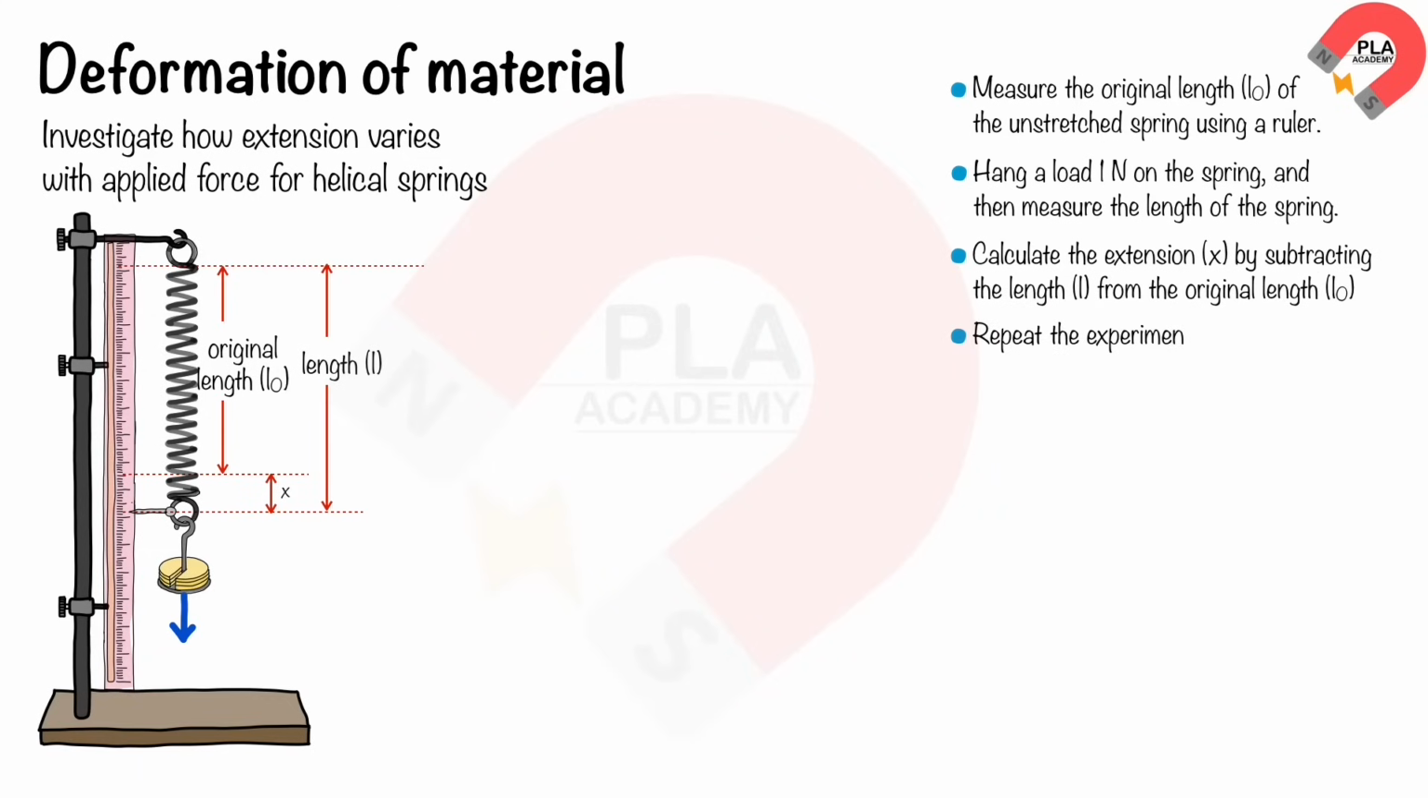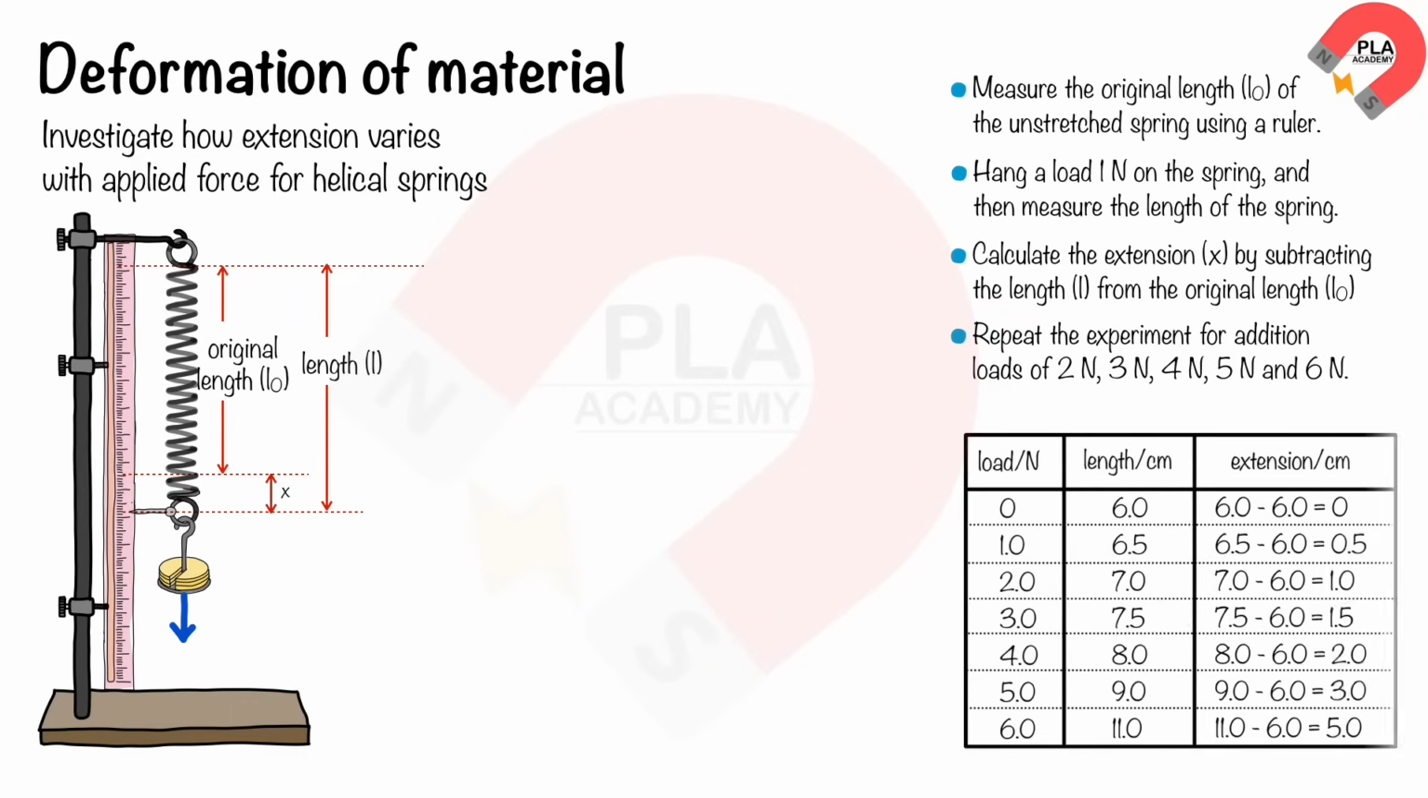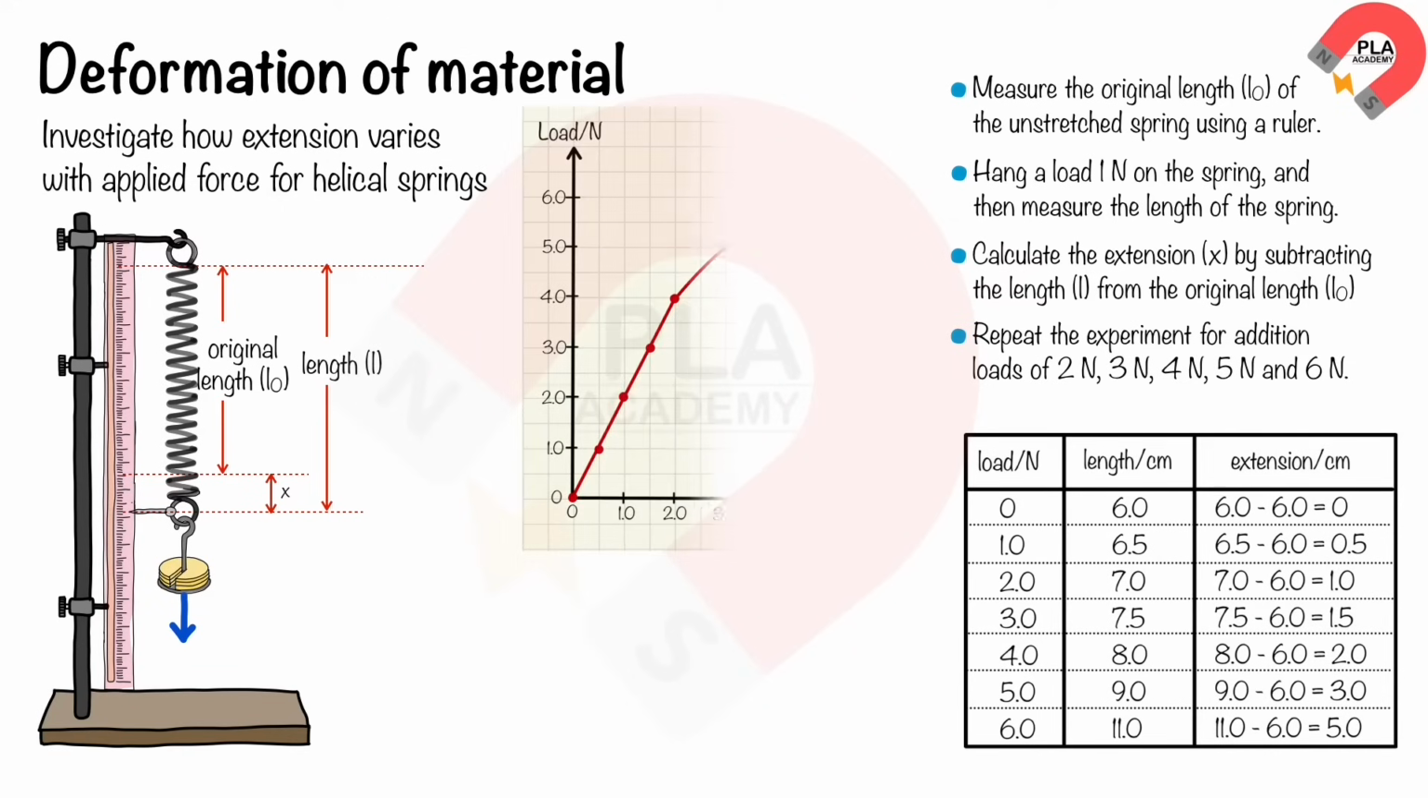Repeat the experiment for additional loads of 2 newtons, 3 newtons, 4 newtons, 5 newtons and 6 newtons. Record the results of the length of the spring and its extension in the table. Plot the graph of the load in newtons against the extension in centimeters as shown. We can conclude the results from the graph as follows.